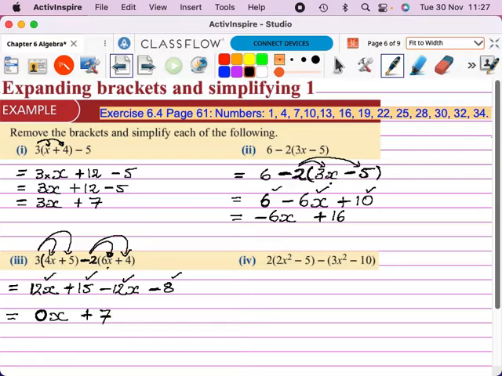Now, if you leave 0x in a test situation, you'll get full marks. But, of course, if there's nothing there, you can just leave it off. There's no x's. So the answer is purely a 7.